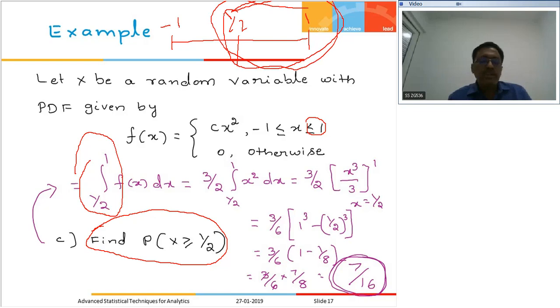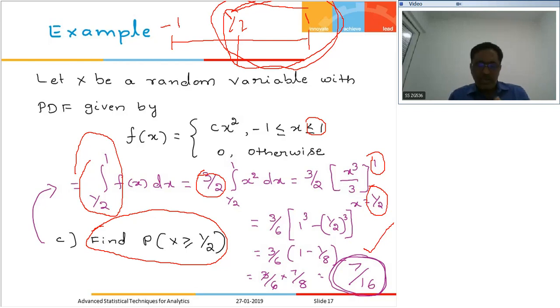So we have to take the integration from half to 1 of f of x dx. Here f of x is c x square, where c is 3 by 2. So it is 3 by 2 times the integral of x square dx between the limits half and 1. Integration of x square is x cube by 3, and we substitute upper limit 1 and lower limit 1 by 2. From this we get 7 by 16. So total probability is 1, but in this half of the interval the probability is 7 by 16.